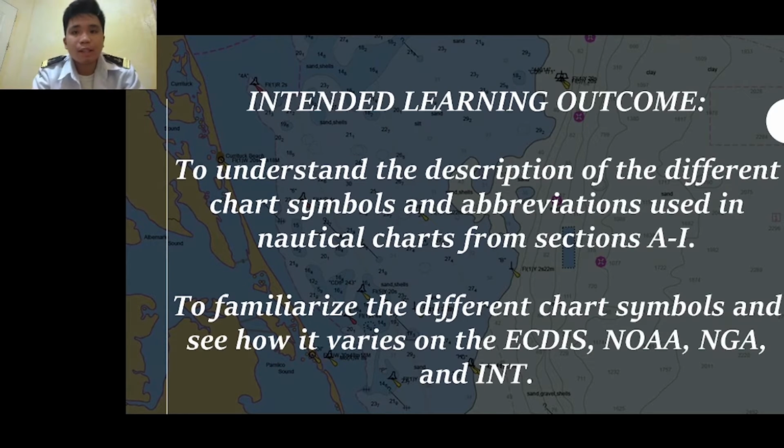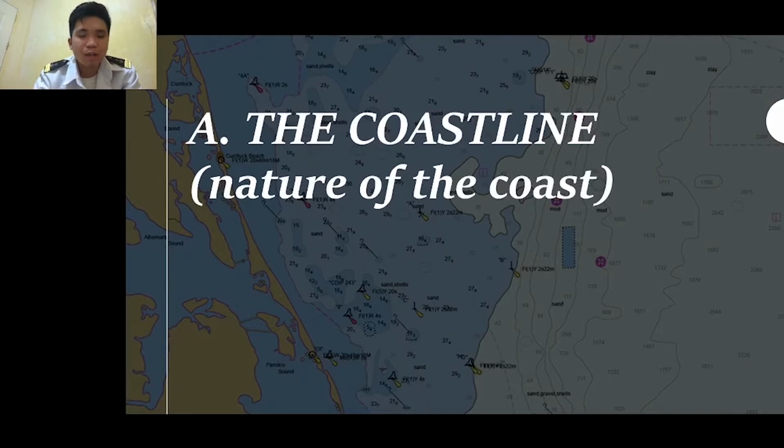So, the intended learning outcomes will be to understand the description of the different chart symbols and abbreviations used in nautical charts from sections A to I. The second is to familiarize the different chart symbols and see how they vary on the ECDIS, NOAA, NGA, and the internationals. The second learning outcome will be limited only to section A, because I will be sticking to the source that our instructor has given to us. So, the coastline, or the nature of the coast.